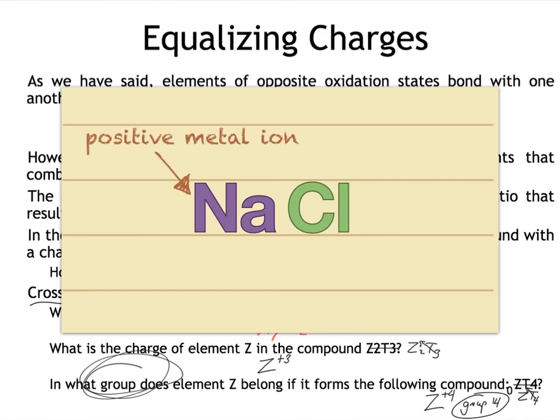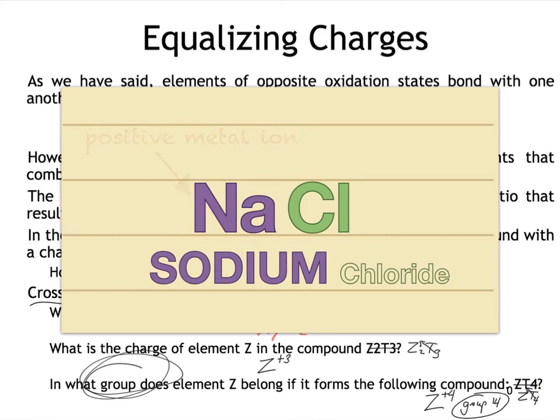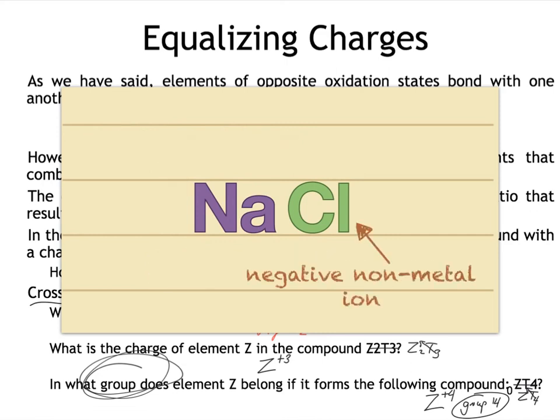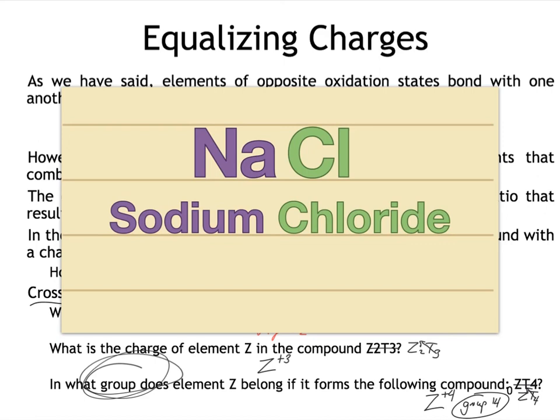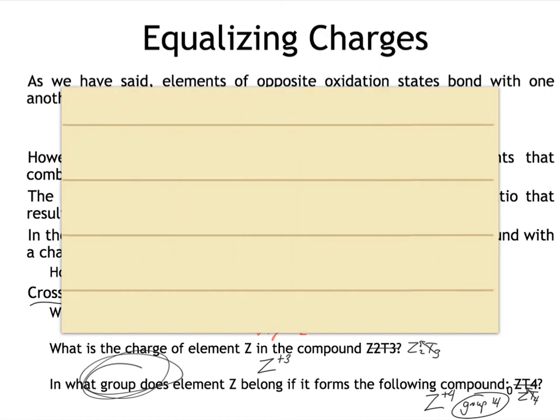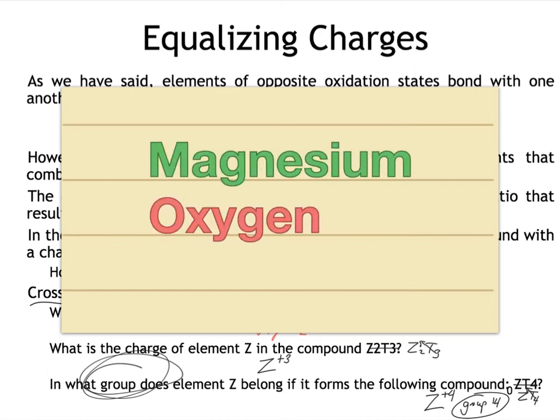The positive metal ion always comes first in both the formula and the name. For the negative nonmetal ions, the first syllable stays the same, but the ending is dropped and replaced with an "ide." Chlorine becomes chloride. So this ionic compound is called sodium chloride. Let's keep that piece of paper because we will do another example, this time with magnesium and oxygen.